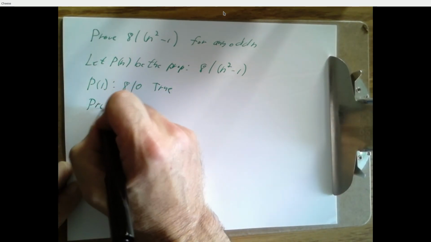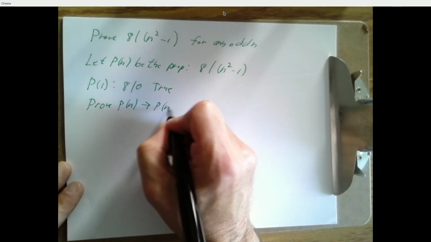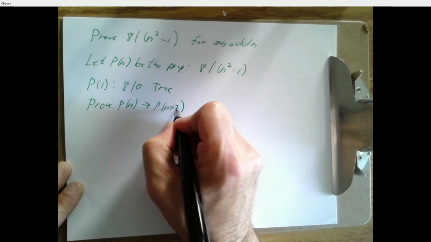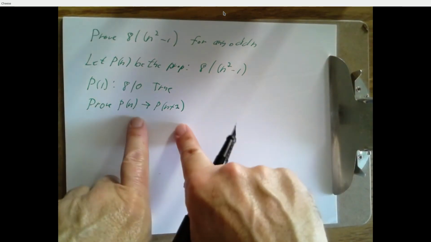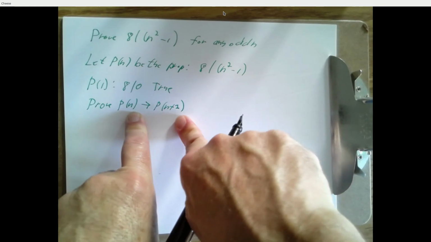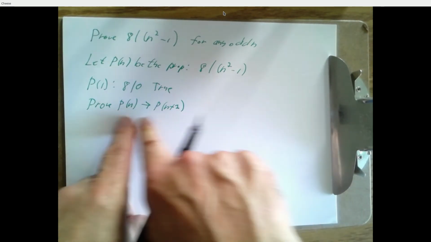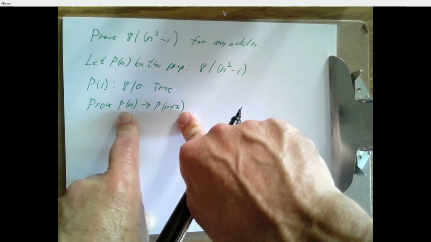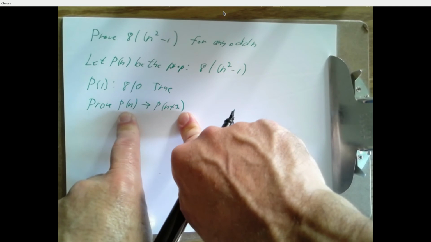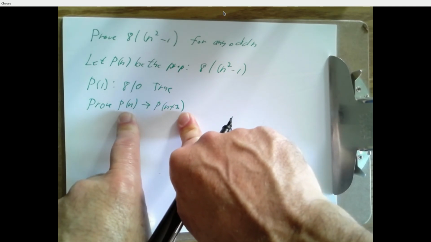Now we want to prove P of n implies P of n plus 2, because we're only interested in odd n. If we can prove this and we know P of 1, we can apply this chain rule and say P of 3. And if we know P of 3 and we know this, we can chain rule and say therefore P of 5 and P of 7 and so on. Right? That's the inductive step. That's the generalization that we know how to do piece by piece.